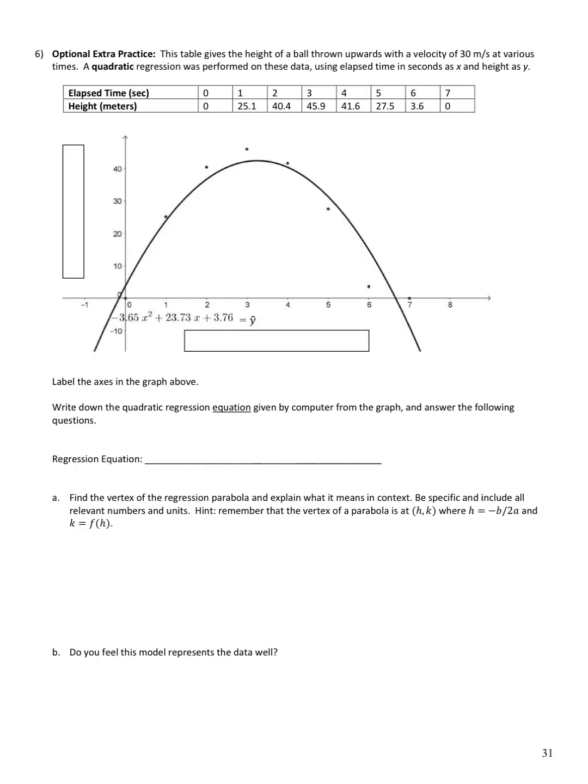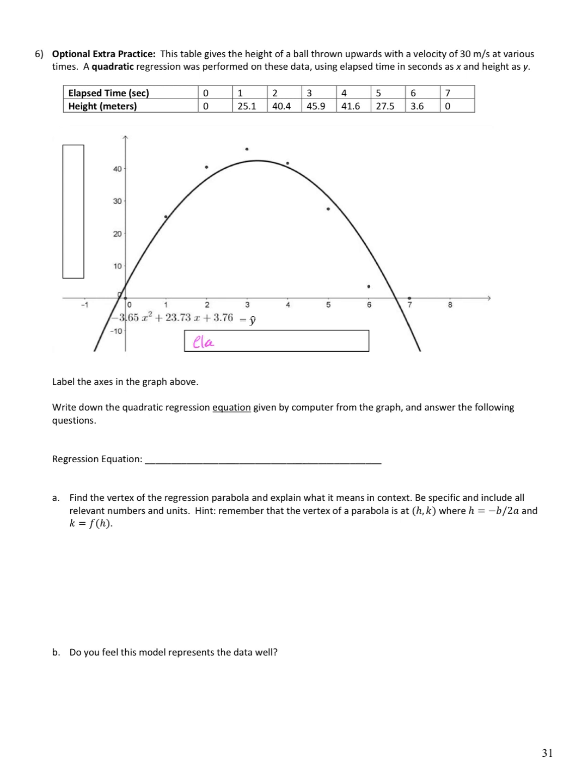All right, let's do one of these optional extra practice problems together that deal with polynomial regression. So this table gives the height of a ball thrown upwards with a velocity of 30 meters per second at various times. So a quadratic regression was performed on these data using elapsed time in seconds as x and height as y. So let's write that out.